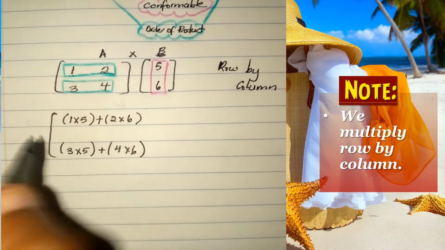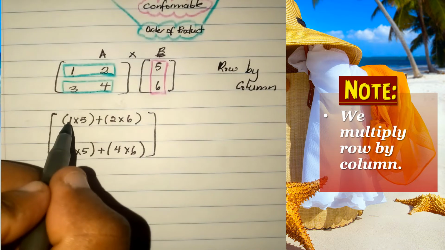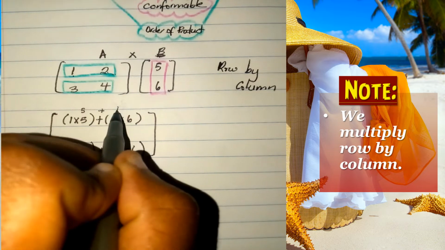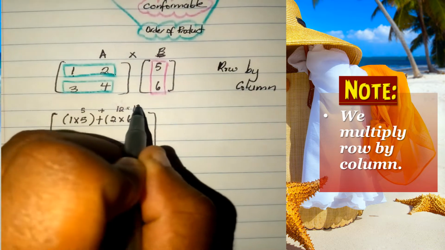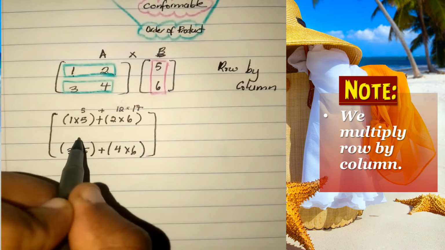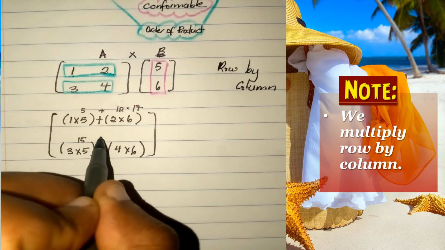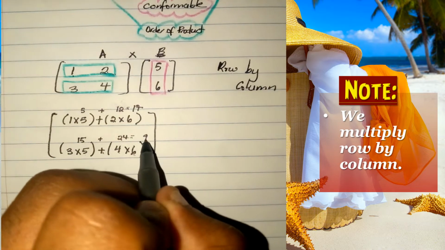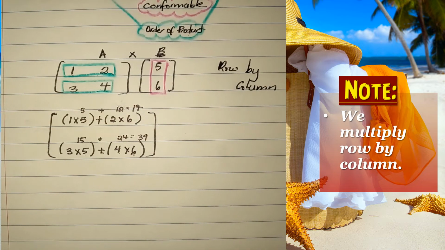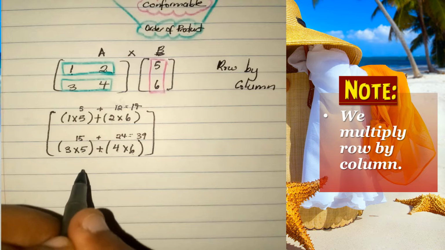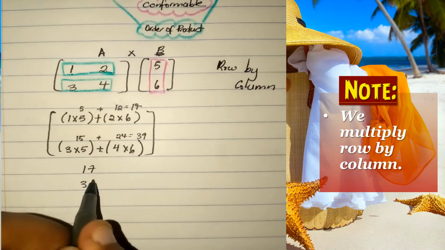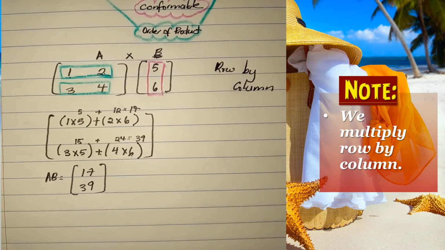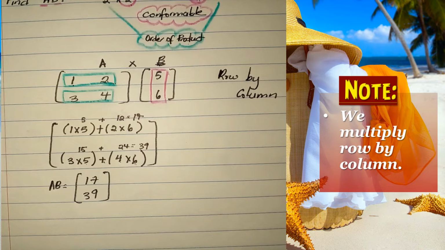So I'm going to simply work these out now. 1 times 5 is 5, and I'm going to add to that 2 times 6, which is 12. So this will give me 17. Then 3 times 5, that's 15, plus 4 times 6, which is 24. And that will give me 39 at the end. So when I'm finished, AB is going to be 17, 39. Simple, not true? I'm going to work some more complex examples.